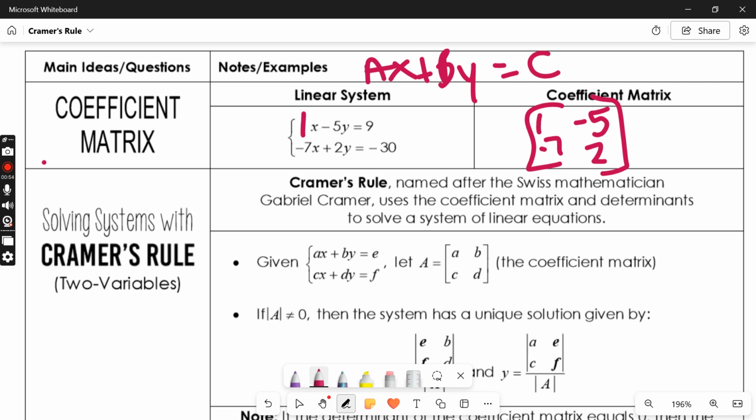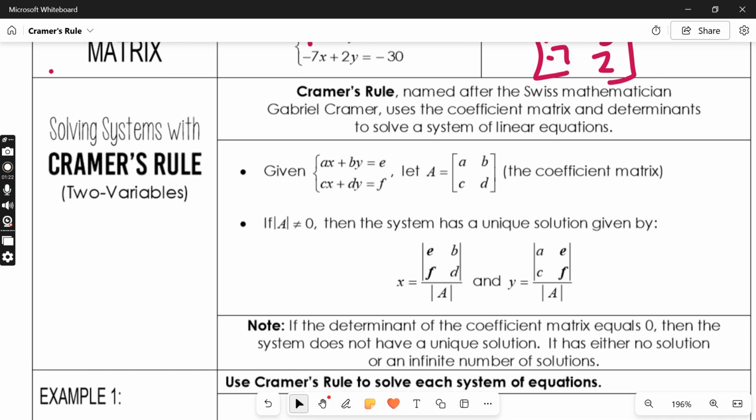So Cramer's rule, named after the Swiss mathematician Gabriel Cramer, uses the coefficient matrix and determinants to solve systems of linear equations. So given ax plus by equals e and cx plus dy equals f, we let A be our coefficient matrix. If the determinant of A does not equal 0, then the system has a unique solution. We would find the determinant of EFBD over the determinant of A for x, and the determinant of ACEF over A for y. So notice what happened here.